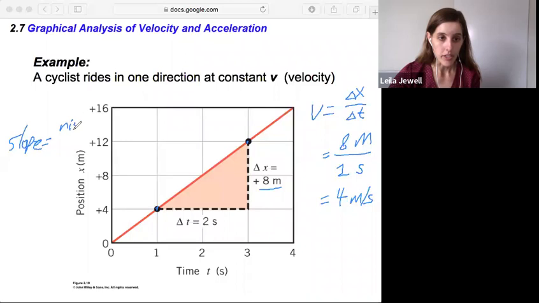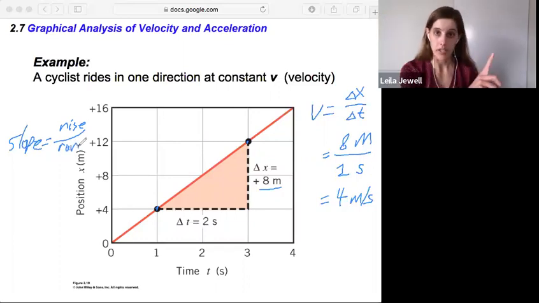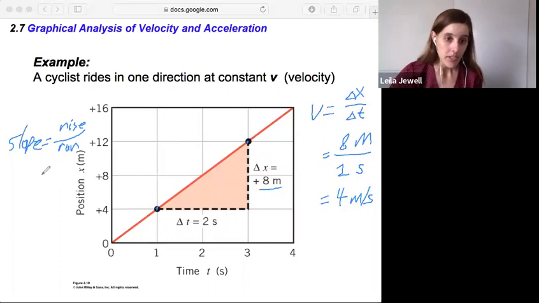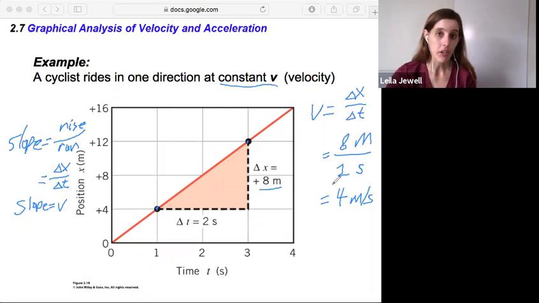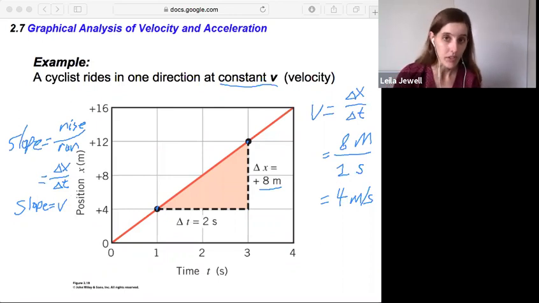I'll put that first on the side because that's how I remember slope. Rise all over run. Rise is how much the graph has gone up vertically. Run is how much it's increased horizontally. So in this case, if it's a position versus time graph, the slope is going to be delta x all over delta t. Or in other words, if it is a graph of position versus time, and assuming that you have a constant velocity, the slope will give you your velocity. So just knowing the slope of this graph tells you about how the cyclist is moving.